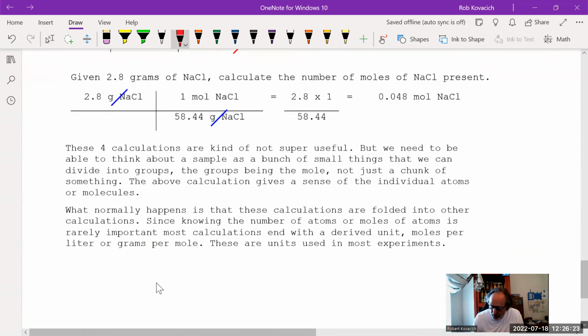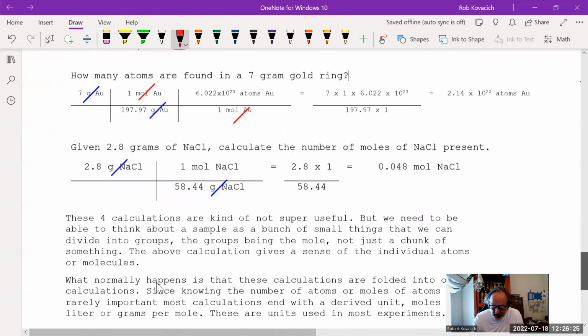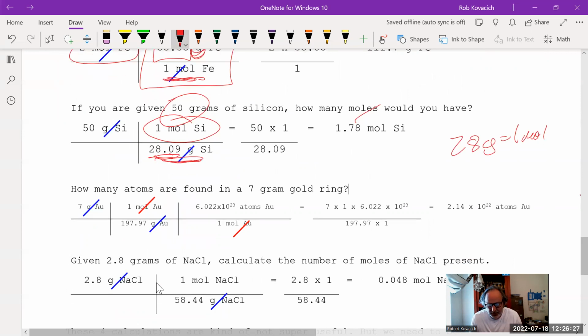What about something a little silly: how many atoms are found in a 7-gram gold ring? All right, so I've got gold, it's 7 grams. This, again, number came off the periodic table, set to 1 mole, so that way the grams cancel out. And then I'm going to take my mole value, and 1 mole of anything is equal to that many objects of whatever that thing is. And so I can cancel the moles out with the atoms and do the math, and I end up with this huge number.